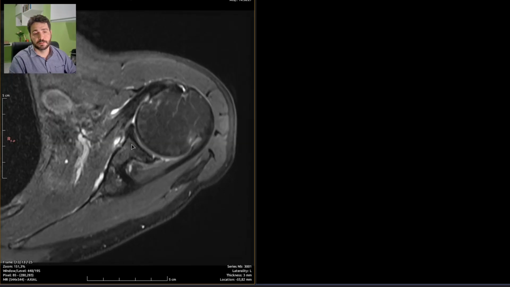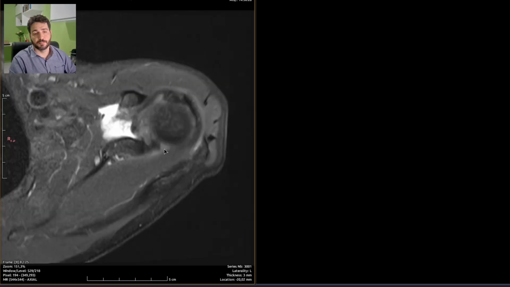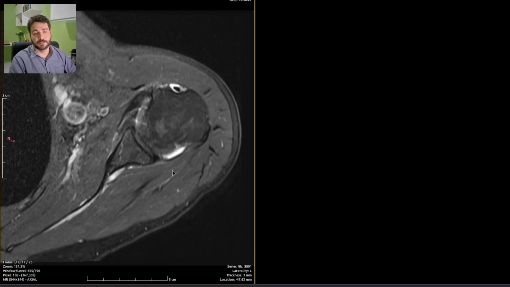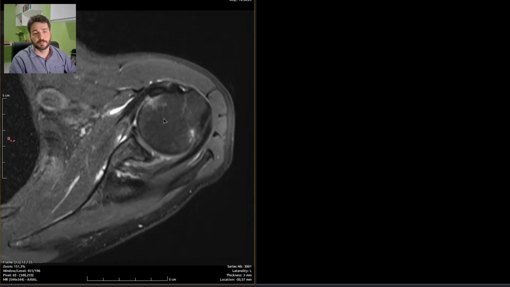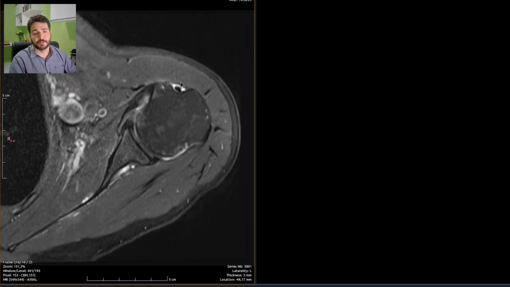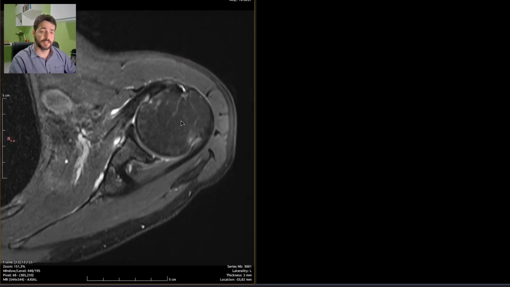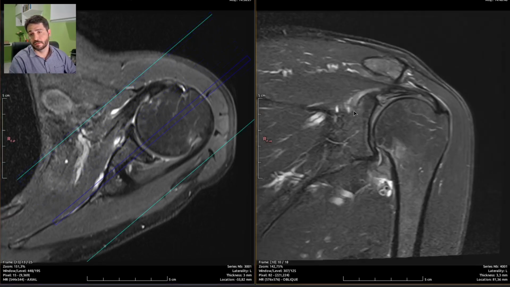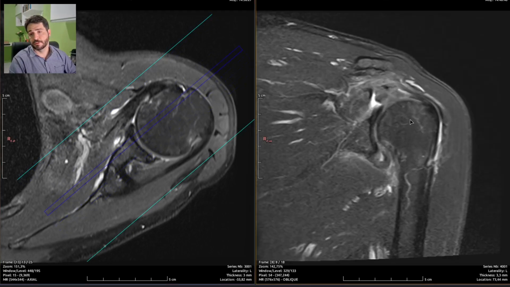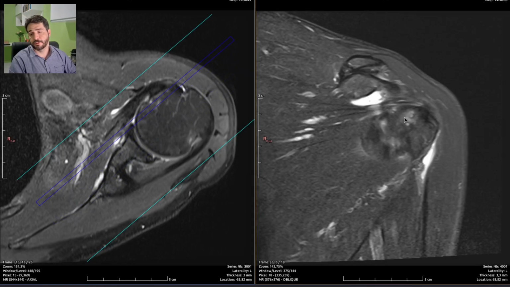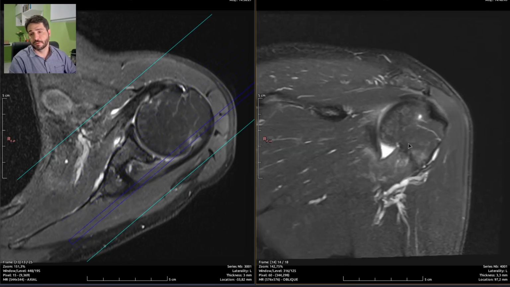Yes, the glenoid labrum seems okay on this view. There is mild distension of the sheath of the long head of the biceps tendon. Sheath, I don't know how to pronounce it, I'm sorry. I'm trying my best. Though there is rupture of the anterior and superior glenoid labrum.